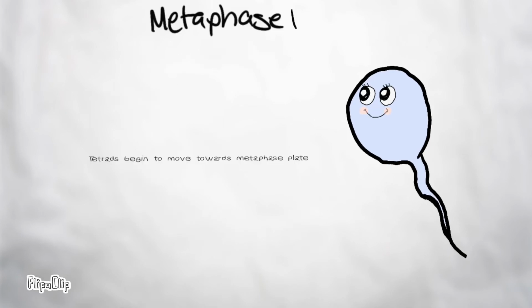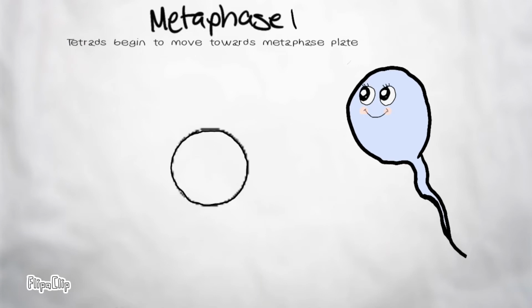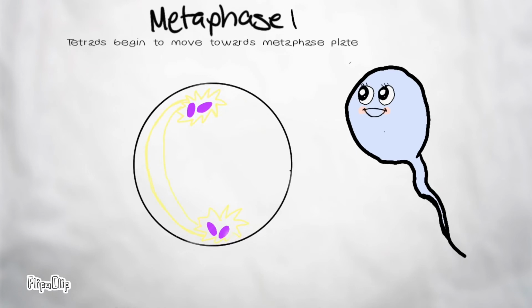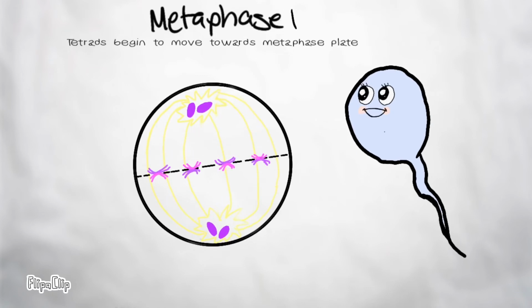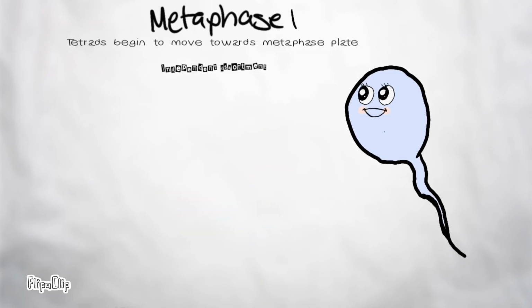The next phase that occurs is metaphase 1. In this phase, the tetrads begin moving towards the metaphase plate and eventually line up. While the chromosomes are lining up, they confirm that each daughter cell will receive the proper genetic material. Independent assortment allows for the genes to become sorted independently into each daughter cell.